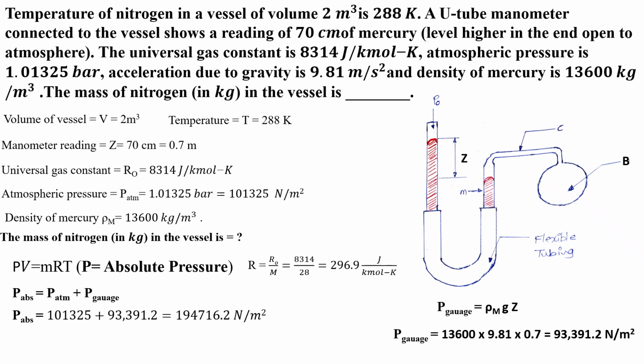So now, in the PV equals mRT equation, the P value we know, that is 194,716.2, and the R value we know, R naught divided by M, that is 296.9, and T we know, 288. Then substitute. So we will get m equals 4.55 kg. So the answer is 4.55 kg.